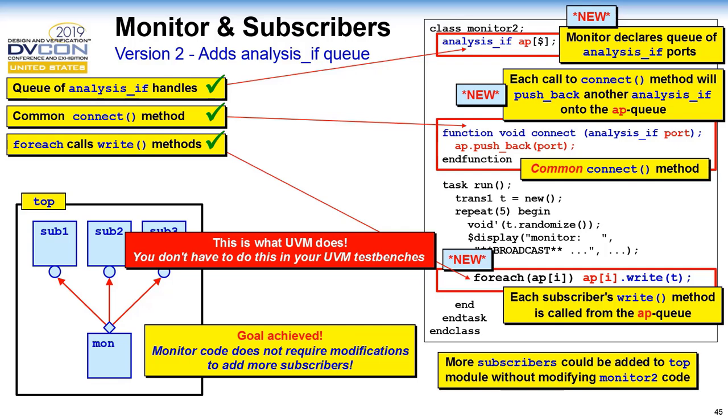You don't have to declare these queues. You don't have to put together your own connect method. You don't have to have a for each loop to walk through all the write methods. This is what happens when you start using analysis ports, paths, and implementations.